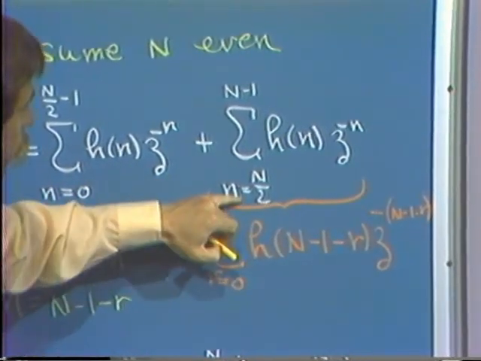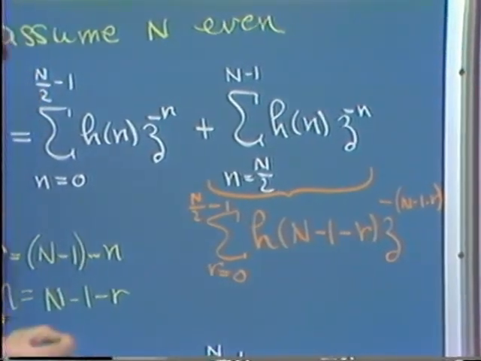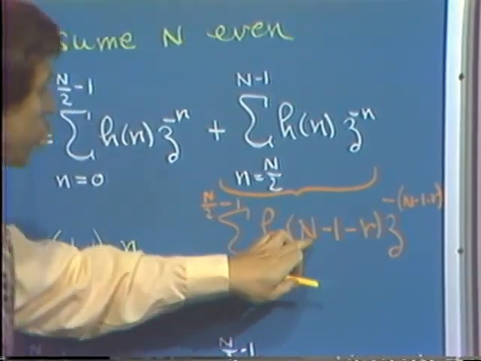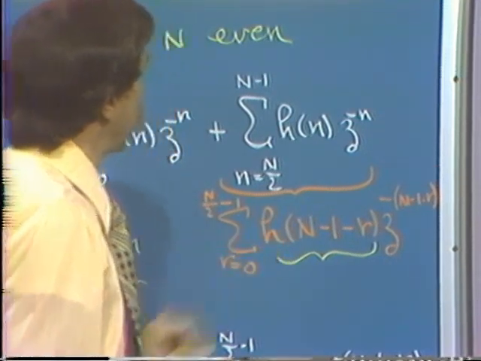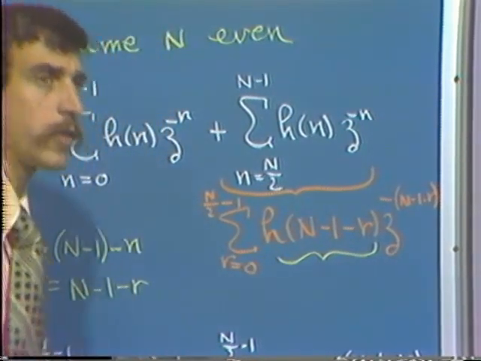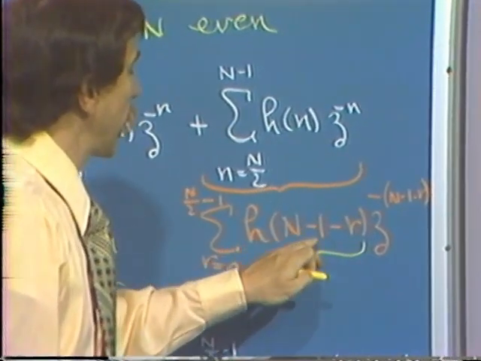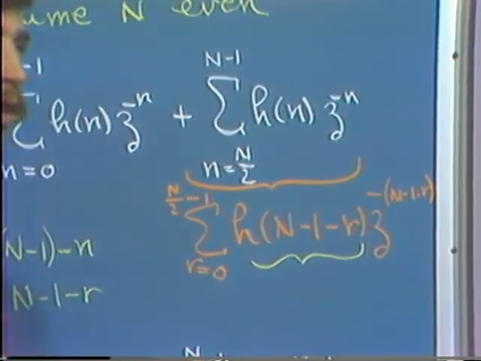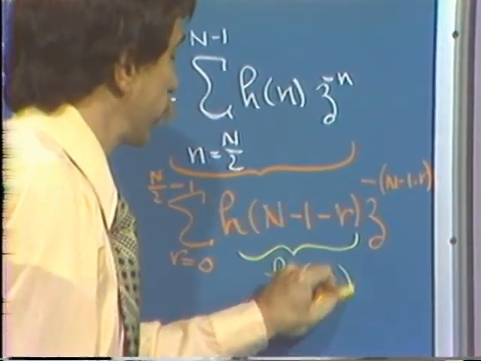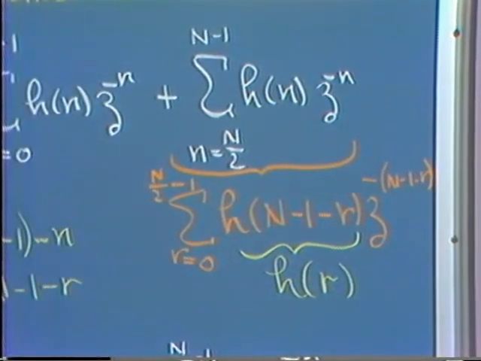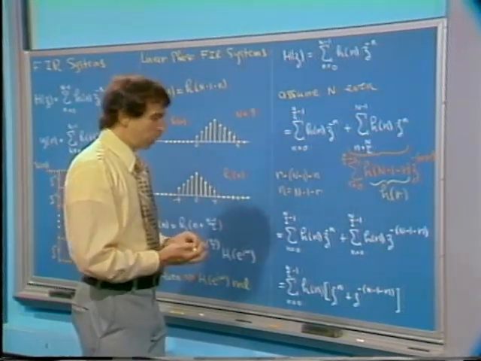Basically, what we've done is reduce this to a sum over the same limits as we have here, and with the indices running in the opposite direction. And now we can recognize that because of the symmetry property, because of the fact that we're talking about a linear phase system, h of capital N minus 1 minus r is equal to h of r. That's the symmetry property that corresponds to stating that the system is linear phase.